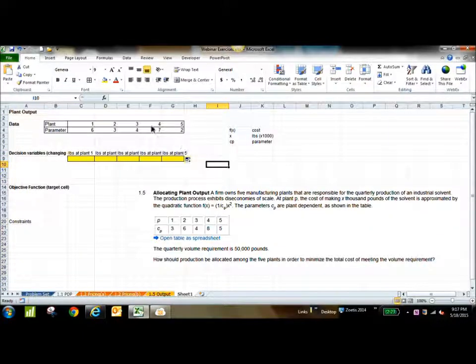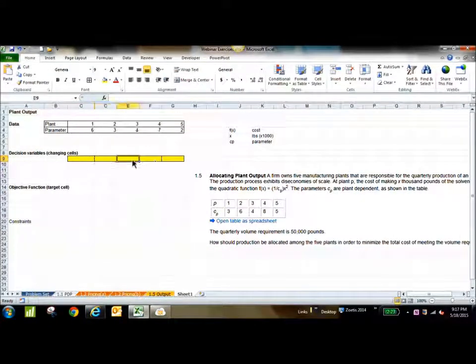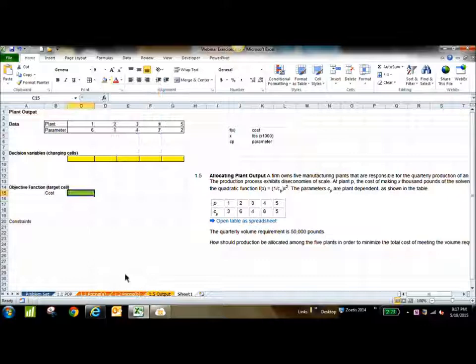I already know this is talking about the distribution across the plants, how many pounds I need for each individual plant, to minimize the total cost. So this one here, we're talking about cost. I'm going to give it a different color. So what we're saying here is we're trying to minimize cost by finding the distribution of pounds for all the 5 plants.